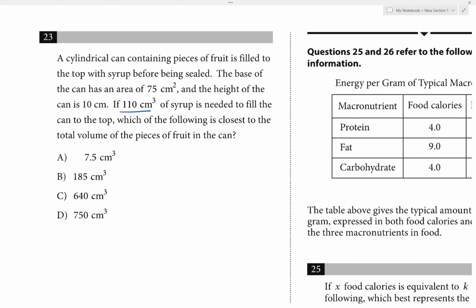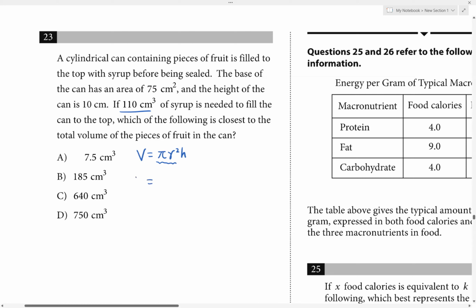All right, so let's first solve for the volume of the cylinder. The volume of a cylinder formula is on the formula sheet. The volume of a cylinder is pi r squared times the height. But for this question, instead of telling us the radius, they give us the area of the base. They said the base of the can is 75 centimeters squared. So the area of the base is actually pi r squared, because for a cylinder, the base is a circle, and the area of the circle is pi r squared.